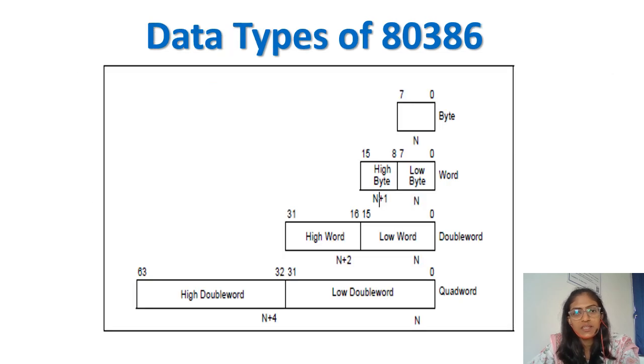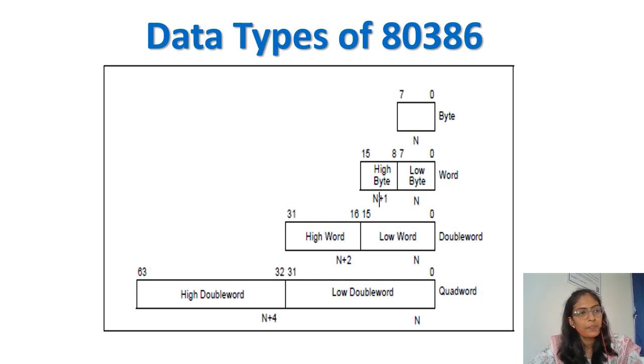Now we will see the data types of 80386. We can see the diagram. The first is a byte. It is made up of 8 bits, which is the smallest data unit used for characters or flags. Second is word. It is made up of 16 bits. Then double word, quad word, floating points.